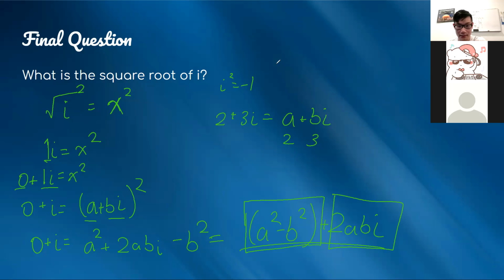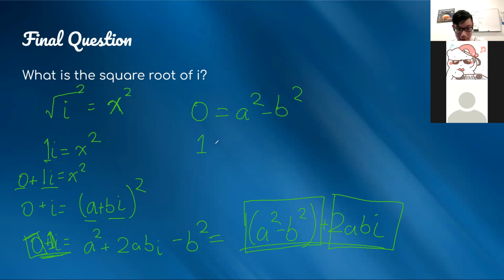So in the case of this problem, all we have to do is match it. We know that this real number part is equivalent to this real number part, which is just 0. So 0 equals a squared minus b squared. And we also know that this is a 1, right? This is the imaginary part. So 1i equals this imaginary part, 2abi.